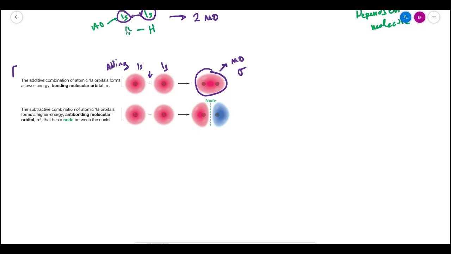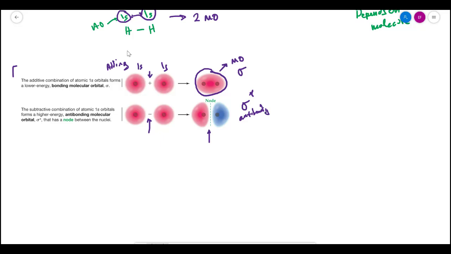And the second type of orbital, remember we have to get 2 orbitals since we're combining 2 atomic orbitals. The second one comes from the subtraction of those 2. So if you're subtracting one phase from another, what you essentially are doing is inverting the phase of the second one, and that's why you get a red going to a blue. And so now it's a similar molecular orbital, but now it's got this node in between. And we call this the sigma star, or the anti-bonding orbital. The second one is going to be higher in energy.